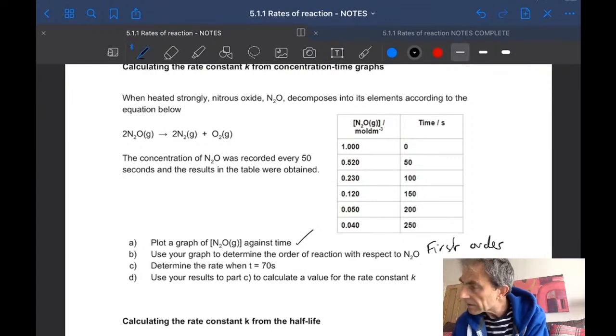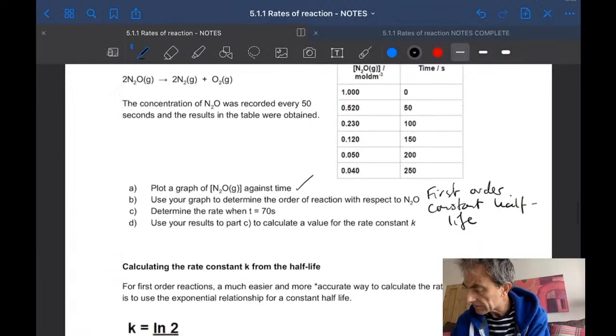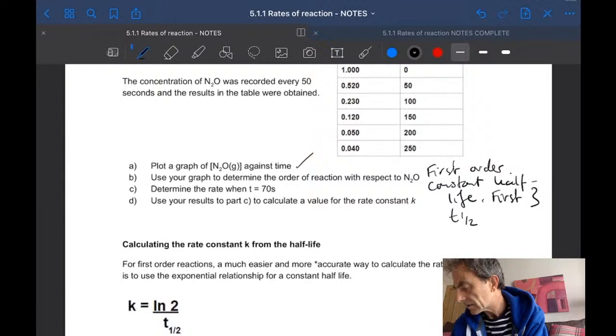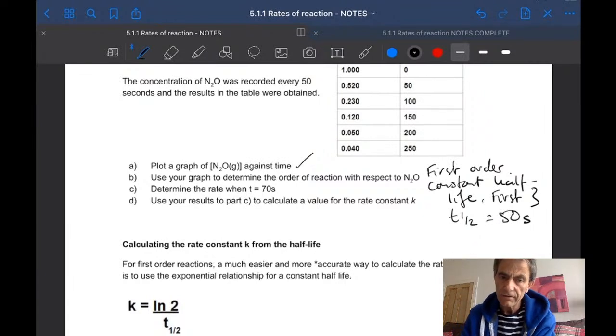And the reason for that is constant half-life. Sorry, I haven't left a massive amount of room for all of this. Constant half-life. So you could just say first 3 half-lives, I'll just put T half just to save a bit of room, is 50 seconds. So you would demonstrate that you've done that.